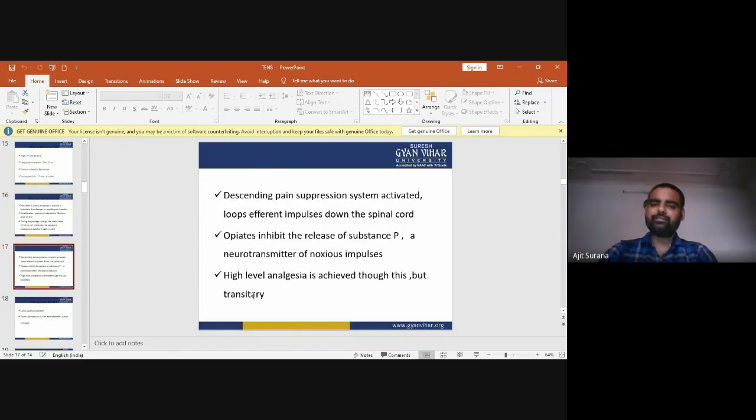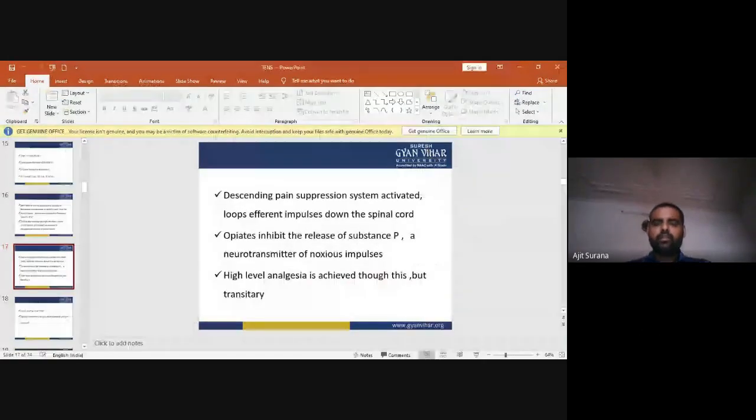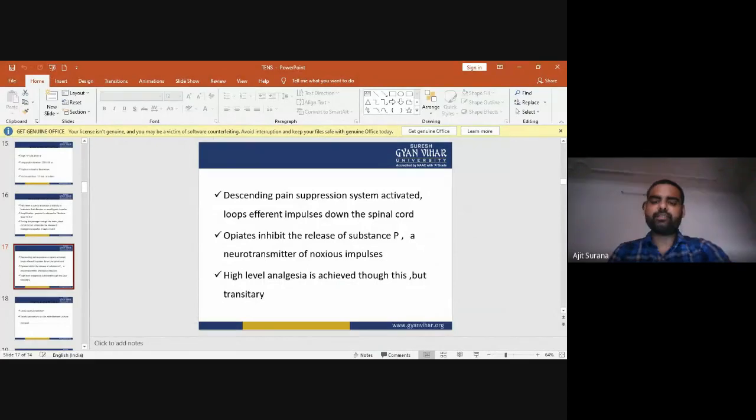Now the descending pain suppression system is activated. It loops afferent impulses down the spinal cord.